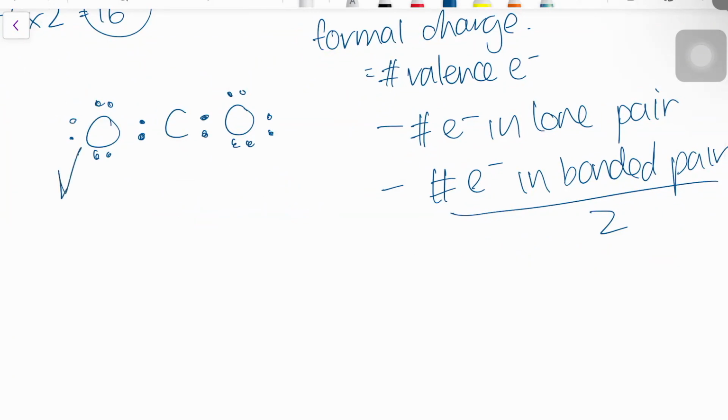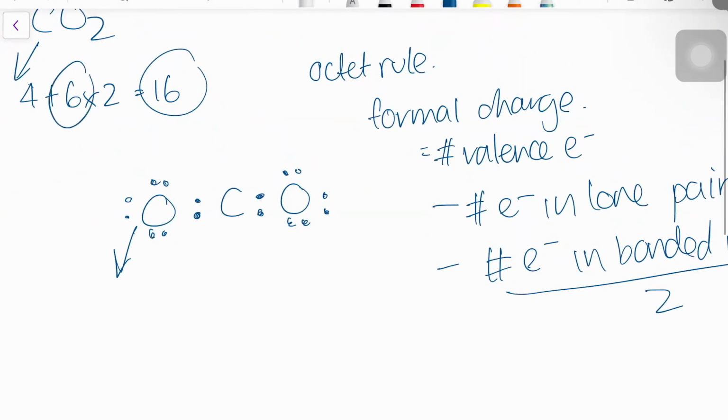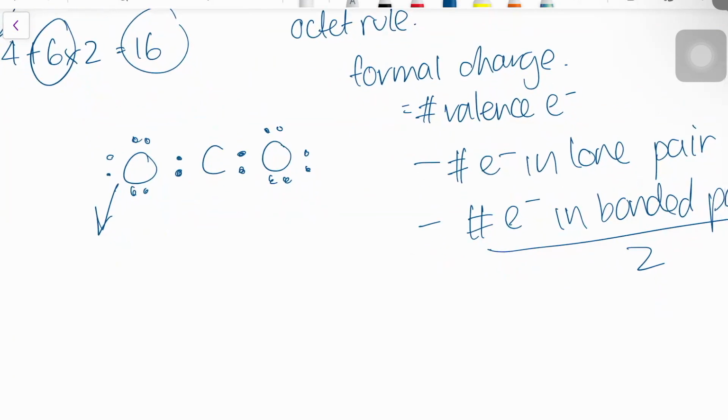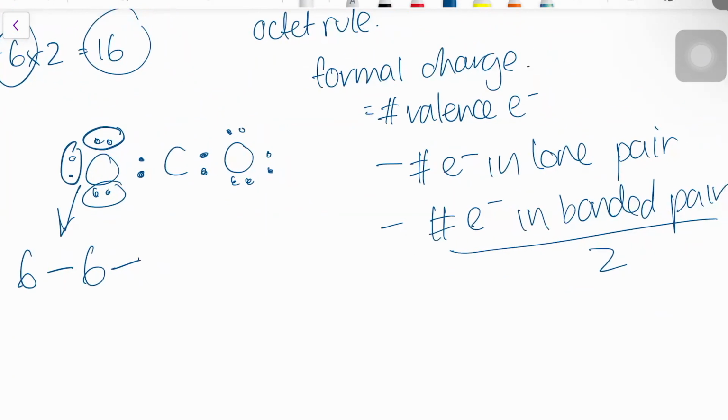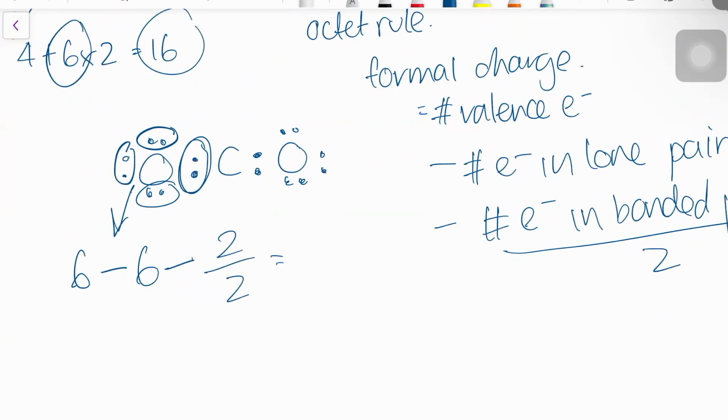So having a look at oxygen, first of all, the valence electrons of that is 6. We figured that out from your periodic table. So that's 6 minus the number of electrons in a lone pair, 2, 4, 6. They're not bonded to anything, so that's 6. Minus the number of electrons in a bonded pair divided by 2. There's 2 bonded with carbon, so that's 2 divided by 2. Gives me 6 minus 6 is 0, minus 1 is minus 1. So the formal charge of oxygen is minus 1, and then you can do the same to the other ones.